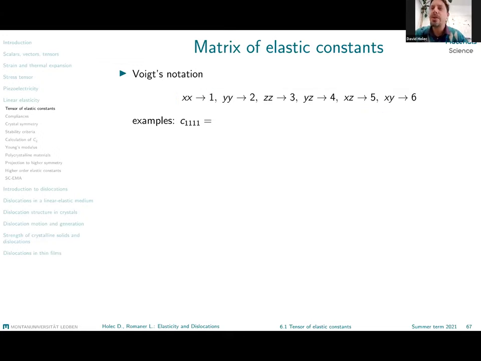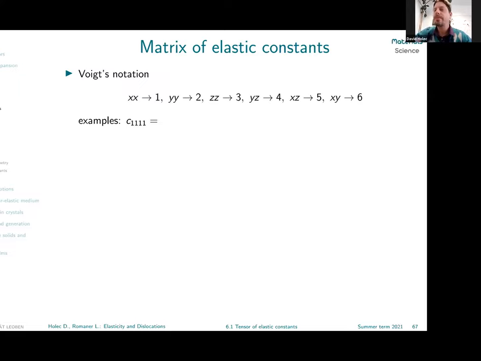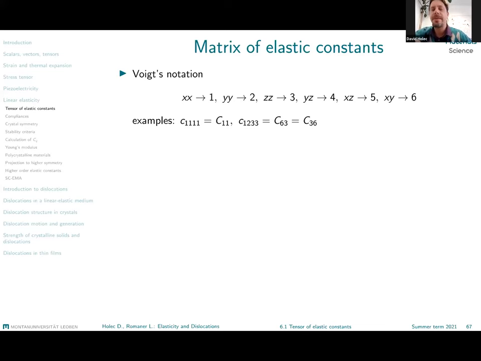So knowing this, what we do for the fourth rank tensor of elastic constants, or the fourth rank tensor in Hooke's law, we actually do this pairwise. So for each pair of indices, for the first pair and the second pair, we use the Voigt notation, and here we get that this is C11, right? Or if we have something like C1233, for the first pair, C12, we see that this is the index 6, or C33, we see that's index 3. So we get that this is labeled in two index notation in the Voigt notation as C63.